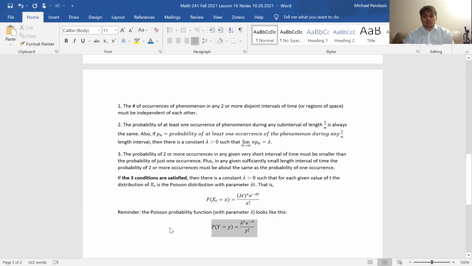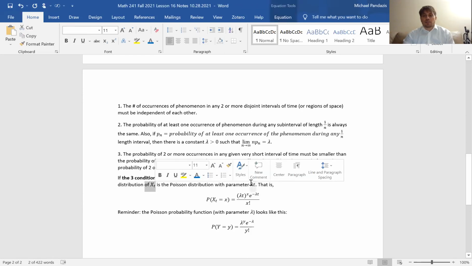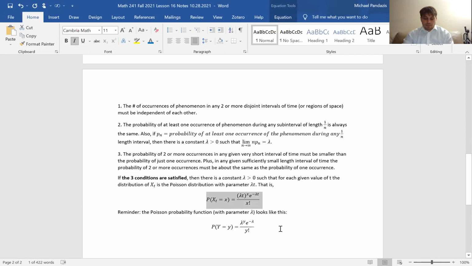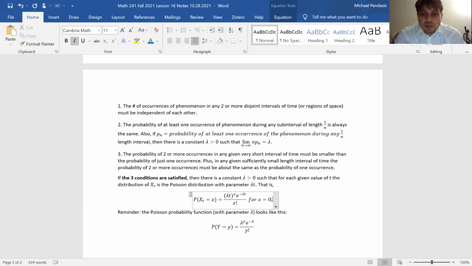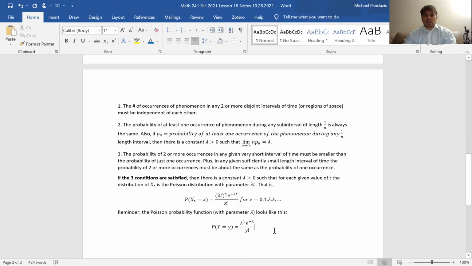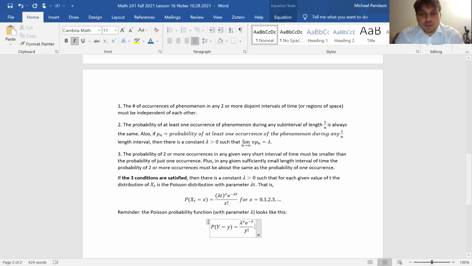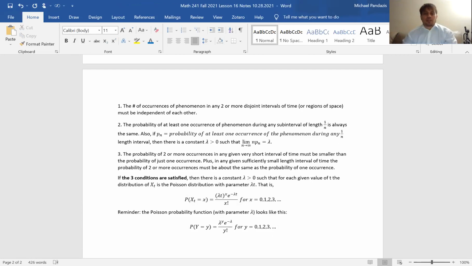Okay, so from the original Poisson probability function, we have that for each t, we have an x of t, which is a Poisson random variable with parameter lambda t, meaning its probability function has that form. Okay, so this is for x equals 0, 1, 2, 3, and so forth. Just like in the original one, this is for y equals 0, 1, 2, 3, and so forth. You can plug those values in.